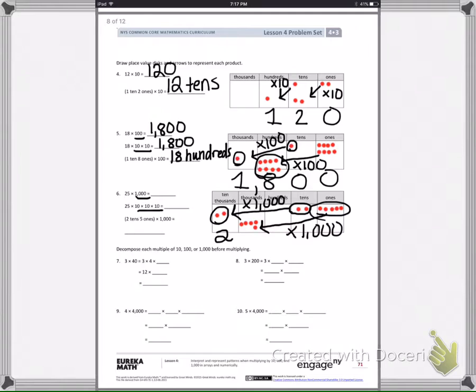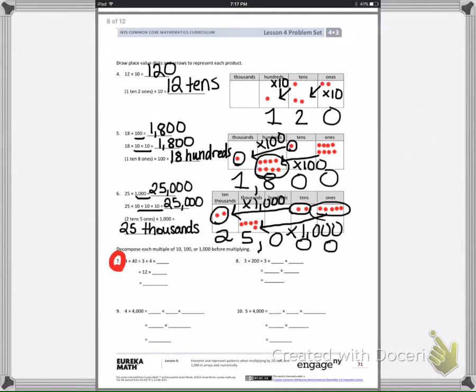We are left with 2 ten thousands, 5 thousands, 0 hundreds, 0 tens, 0 ones. So 25 times 1,000 equals 25,000. 25 times 10 times 10 times 10 equals 25,000. We can say 2 tens, 5 ones times 1,000 equals 25,000. Decompose each multiple of 10, 100, or 1,000 before multiplying.